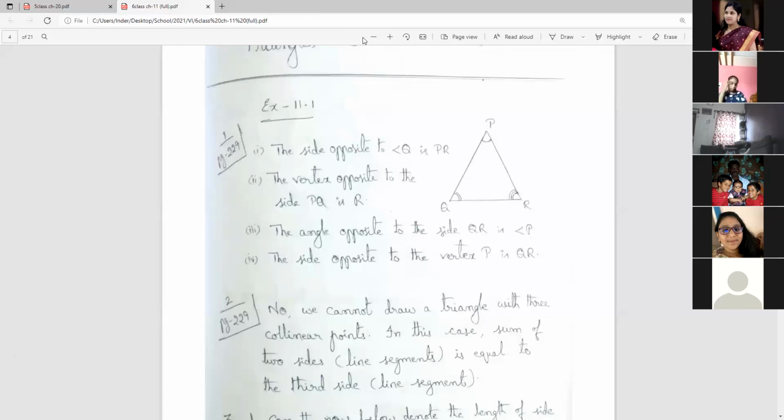We need not write the question. Don't write the question, no need. Better you don't write it and start doing the solution directly. Okay.